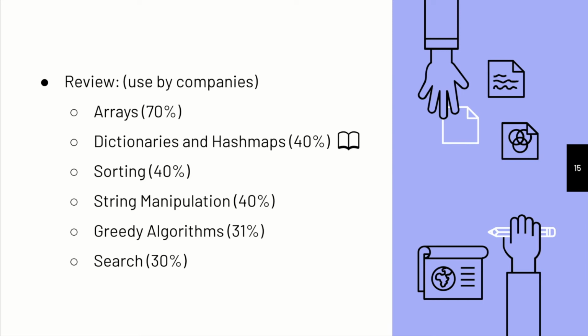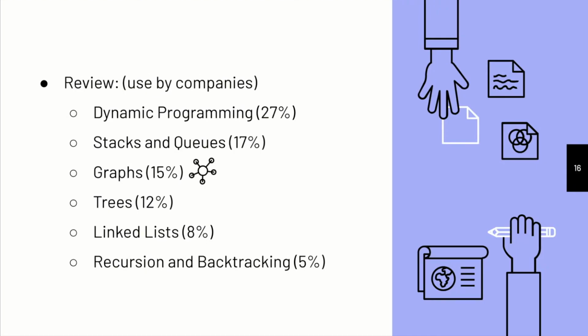Greedy algorithms, that's something you learn in your intermediate data structures and algorithms. So if you're a freshman or a sophomore, I wouldn't worry about that too much at the moment. But when you're going into full-time roles, that's something that you could possibly run into, as well as search. These are the lesser used questions: dynamic programming, stacks and queues, graphs, trees, linked lists, and recursion and backtracking.